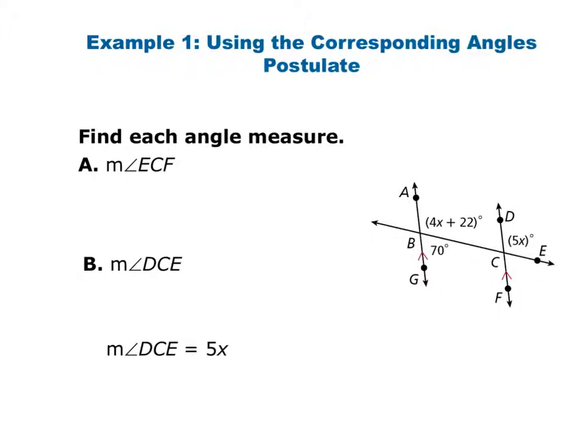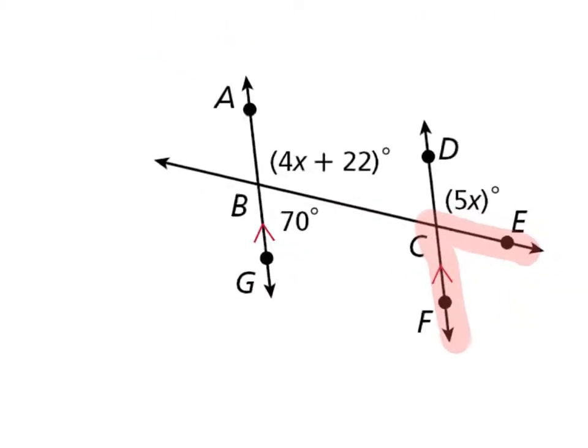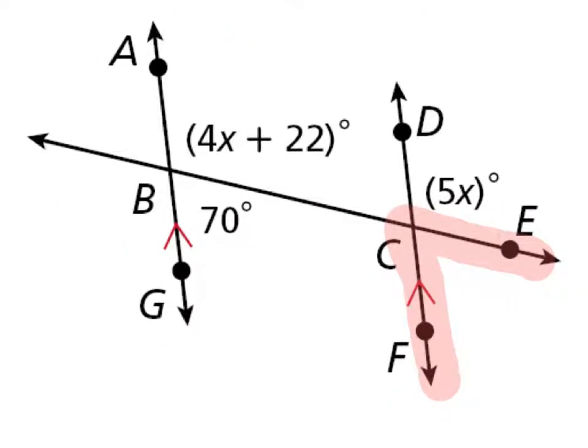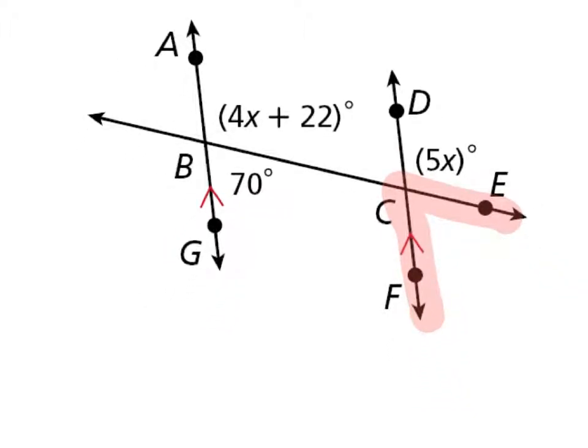So find each angle measure. Find the measure of angle ECF. So we have ECF. How would we find this angle? Find out what angle DCE is, and then subtract that from 180. We could do that. What's another thing we could do?